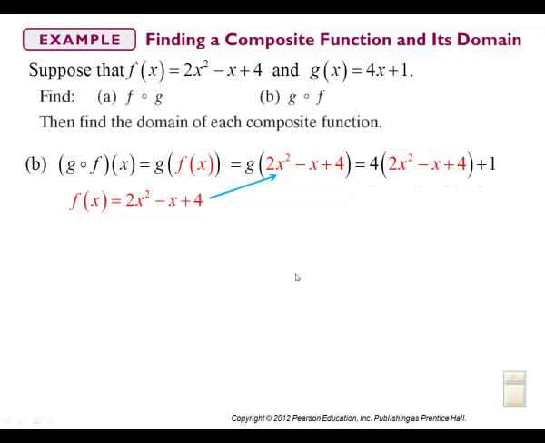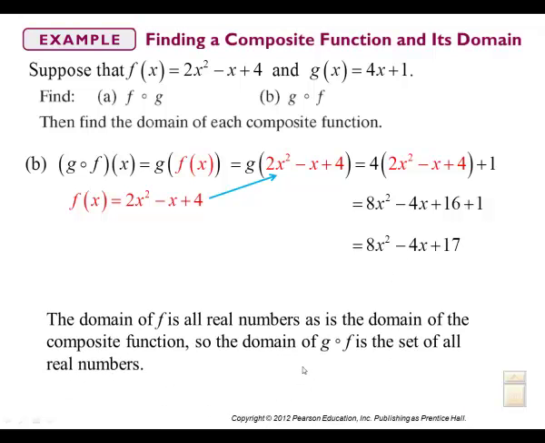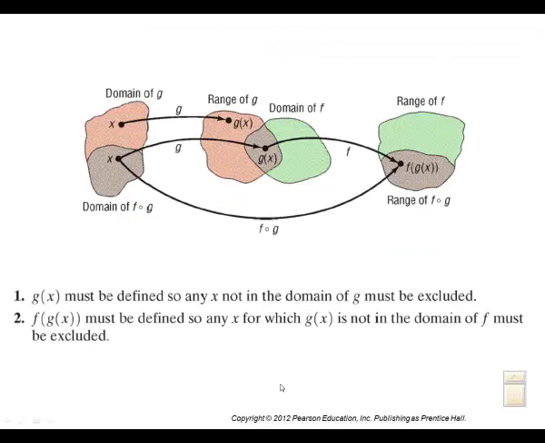And now we're going to distribute that 4, and we're going to see that the composite g of f is also all real numbers. So the domain all the way around is going to be all real numbers. Okay, so if we're looking at f of g, we take the inside domain first, and that's kind of going to be separate. And then we have to take the composite of the two. And then we basically have like two parts of our domain.